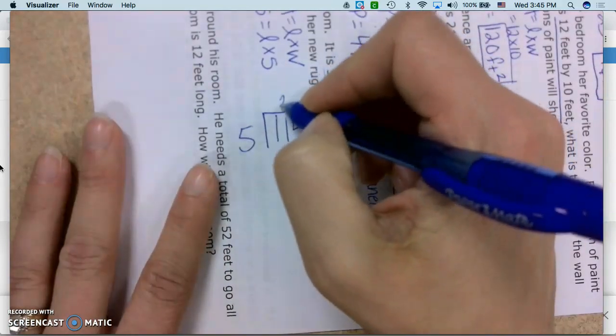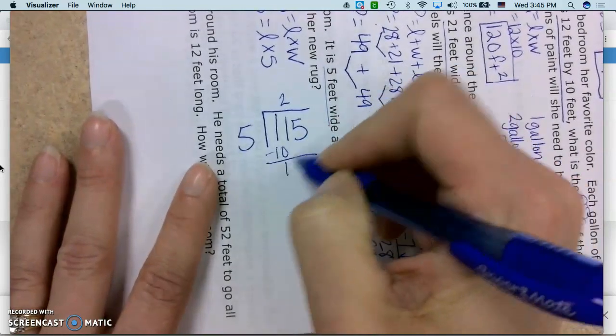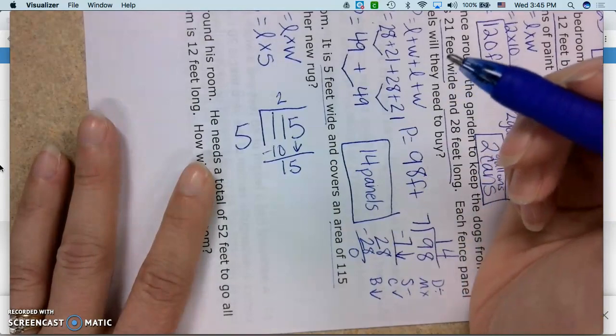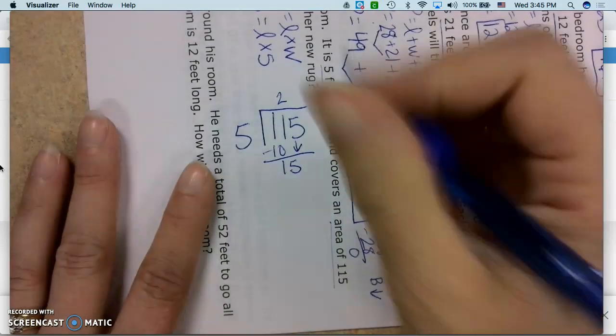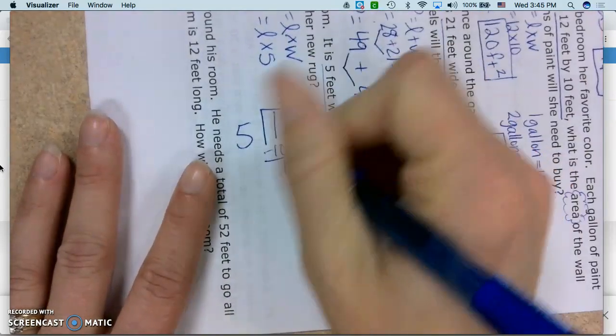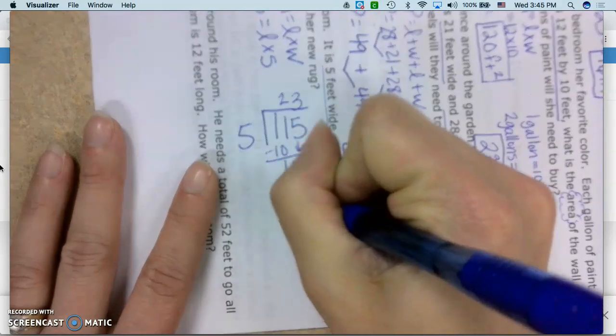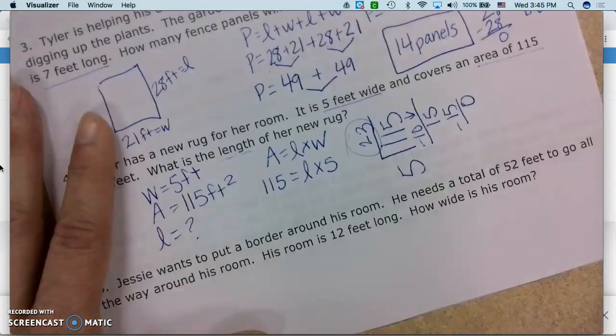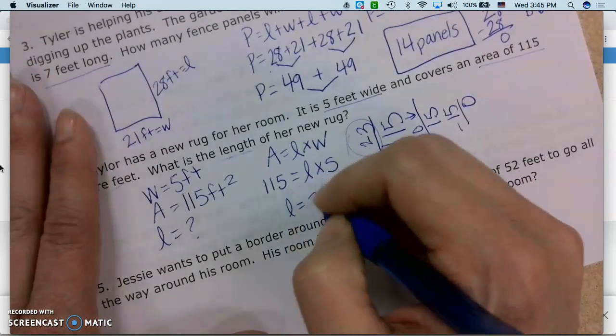5 goes into 11 2 times. And I have 1 left over. Bring down the 5. And it goes in there 3 times. 3 times 5 is 15, and I have nothing left over. So that leaves me with my length is equal to 23, and it would be feet.